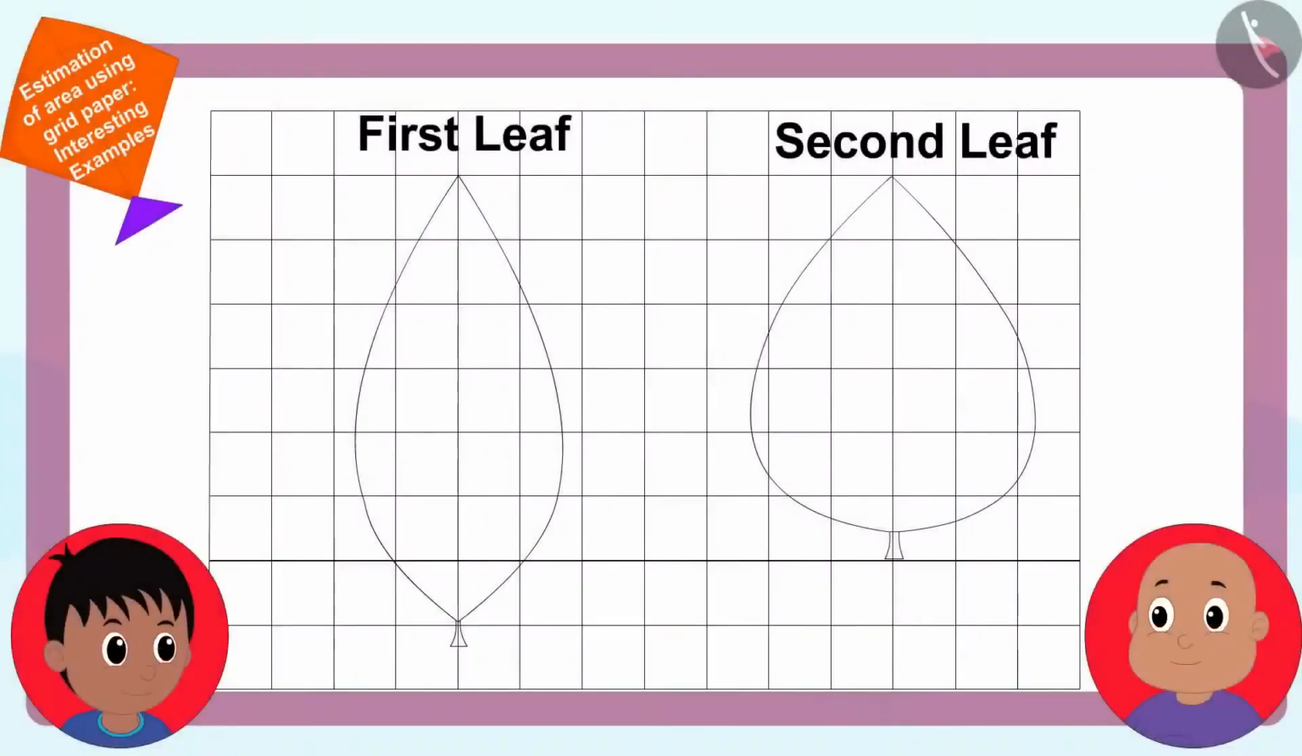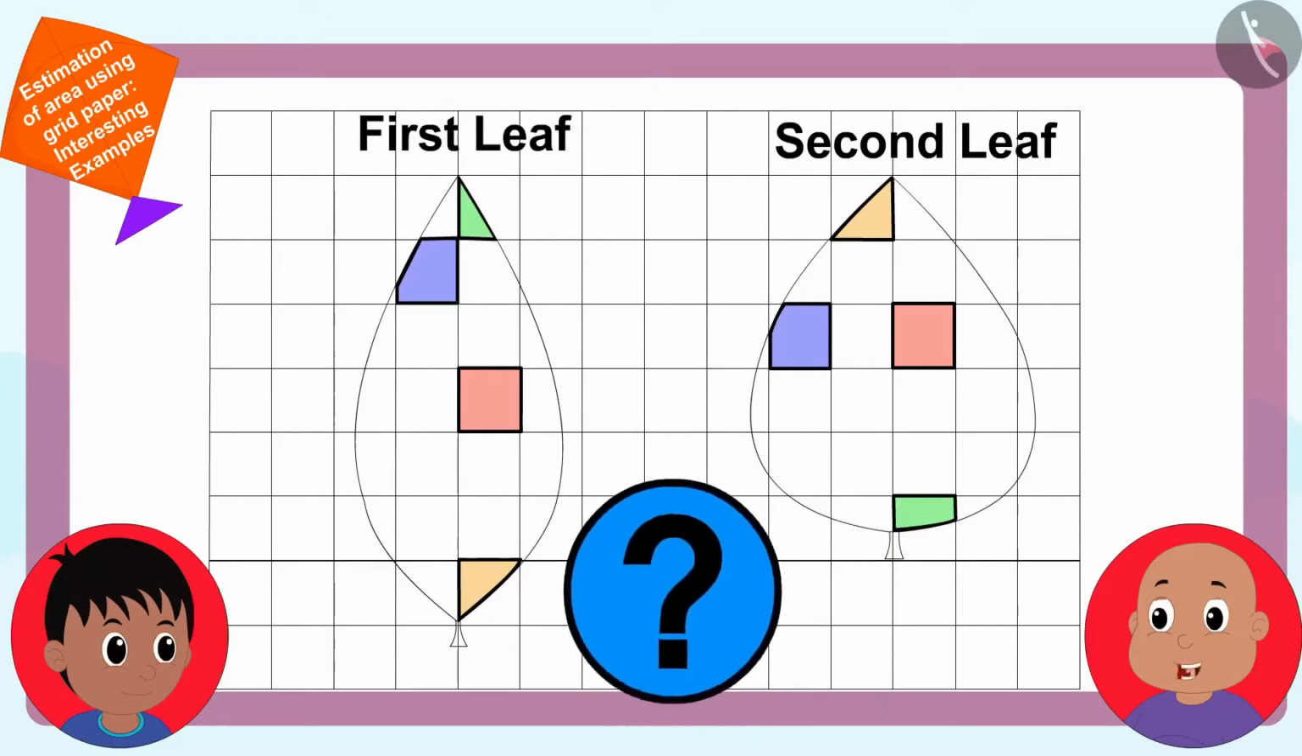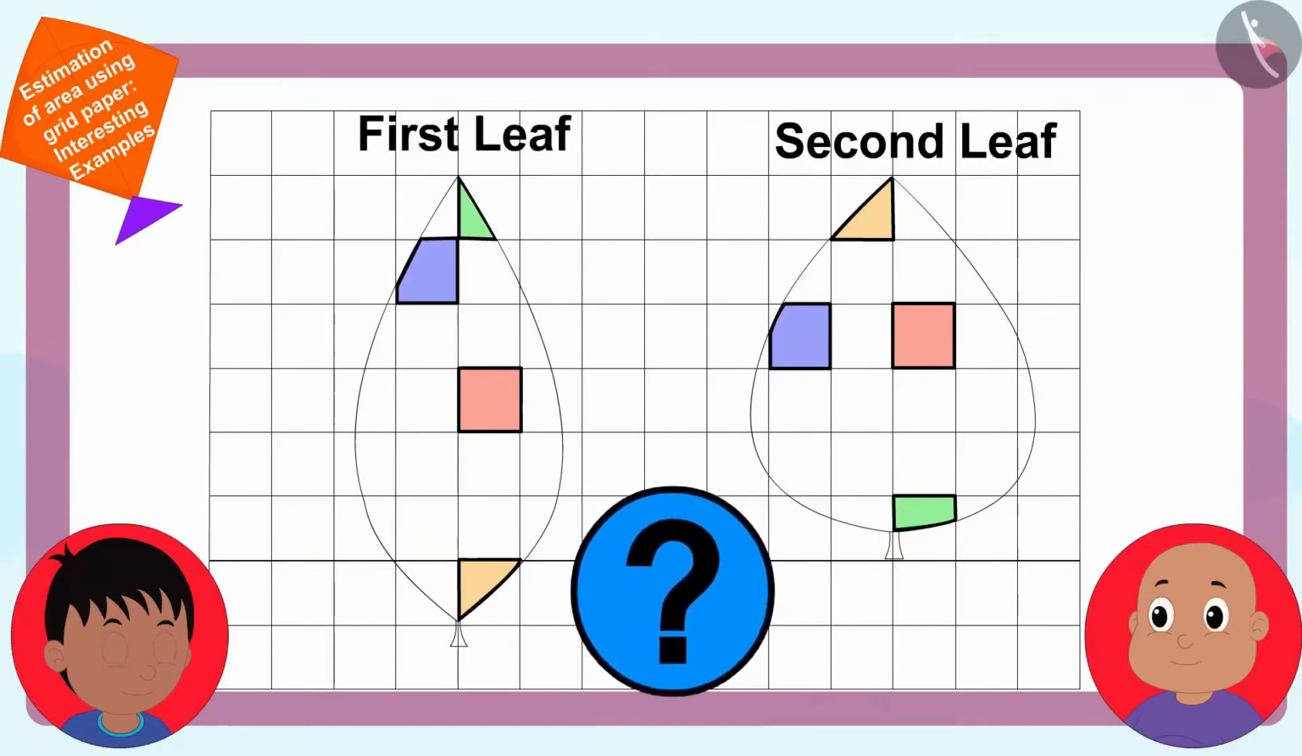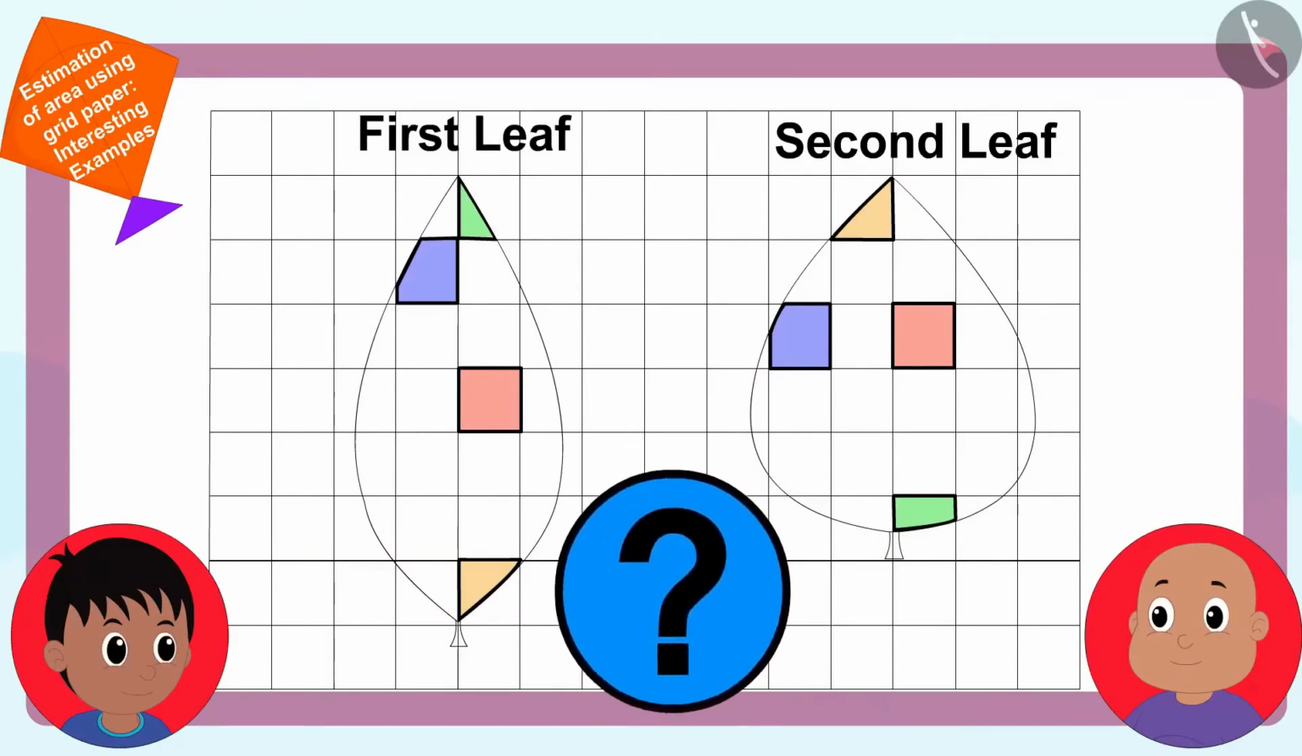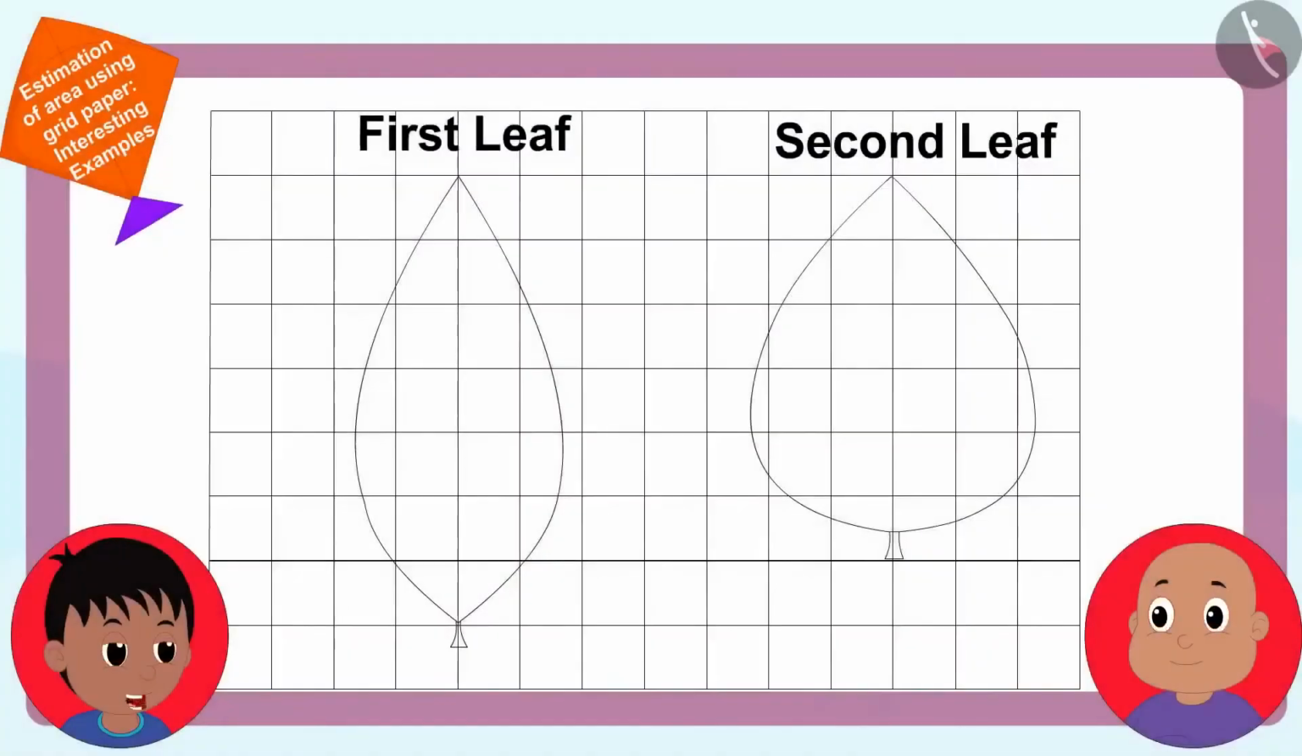But Raju, the areas enclosed by the outline of these leaves have some full squares, some half, some more than half, and even some less than half squares. Then how are we going to find their area? Bablu asked Raju. It is very easy.